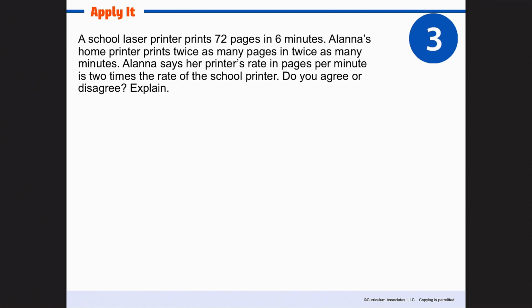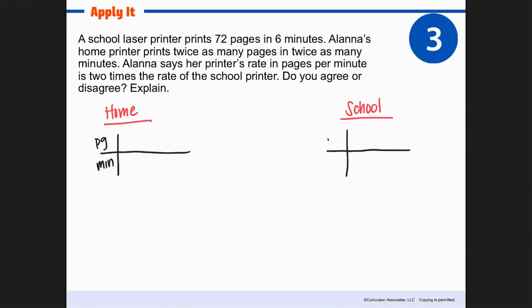So just like the last problem, we're going to make 2 charts. So this one's our home and our school. So let's start off by writing what we know. We're looking at pages per minute. And it tells us that her school printer prints 72 pages in 6 minutes. And her home, I'm sorry, I rewrote these. Getting ahead of myself here. So this one's her school one. This one's her home.